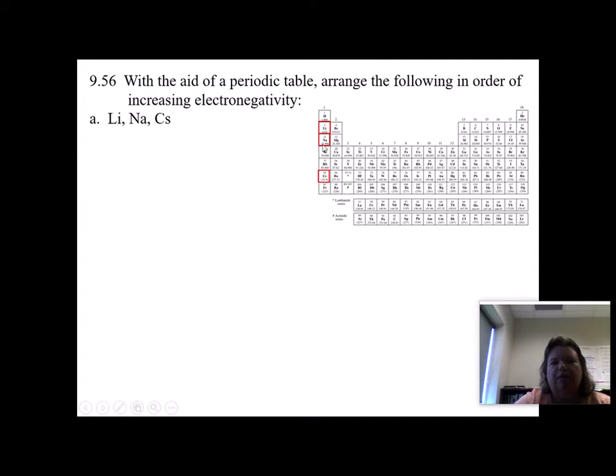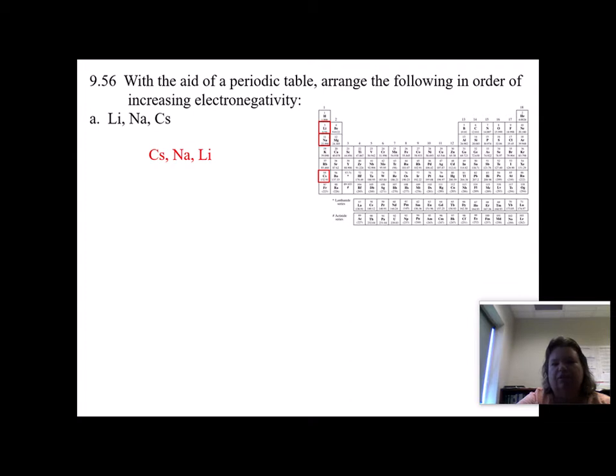So which one of these is the least electronegative, since it's wanting an increasing electronegativity? And the answer to that is cesium, followed by sodium, followed by lithium. So the answer to that one is cesium, sodium, and lithium.